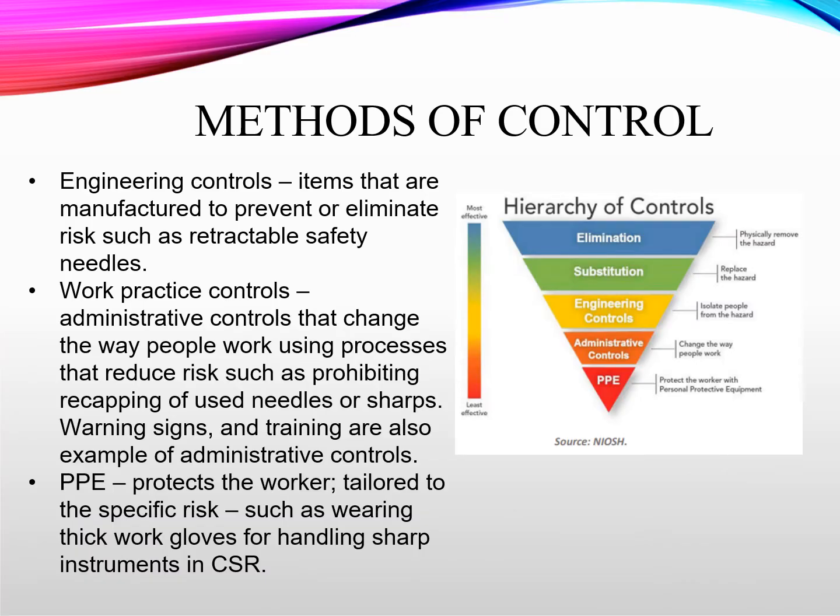Prevention measures. Hierarchy of controls. Engineering controls are items manufactured to prevent or eliminate risk, such as retractable safety needles or other engineered safety devices. Work practice controls are administrative controls that change the way you work. Use processes such as prohibiting recapping, warning signs, and training are also examples. PPE protects the worker, and it's tailored to the risk.